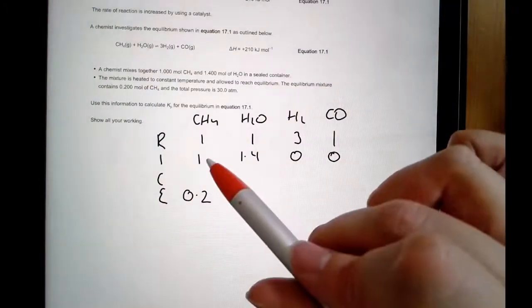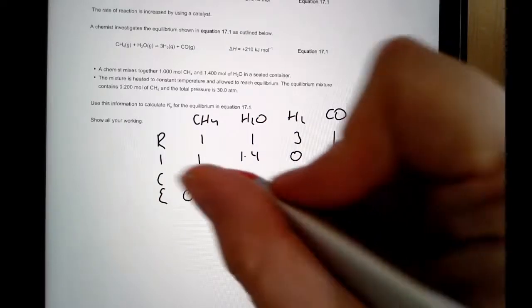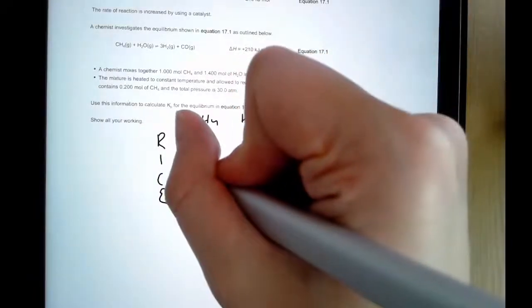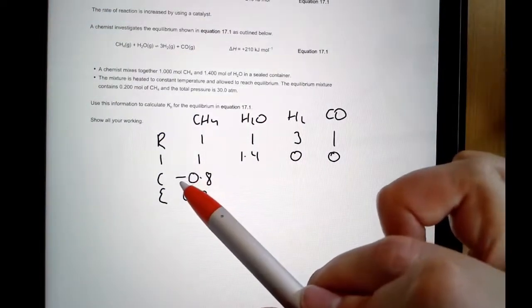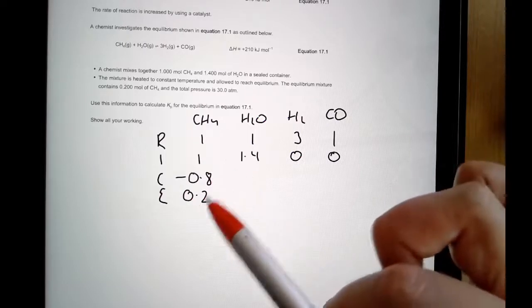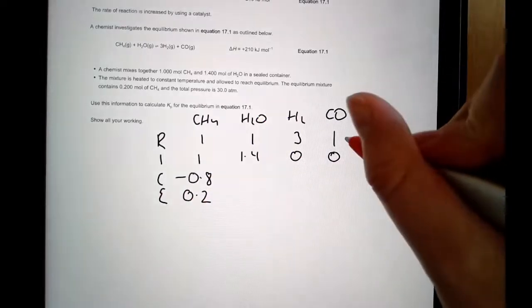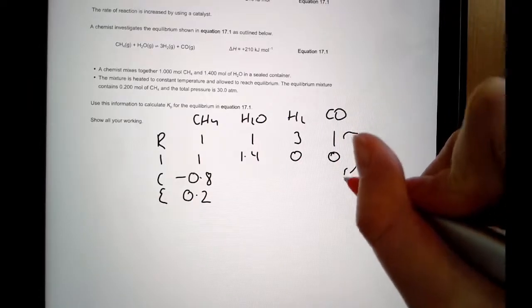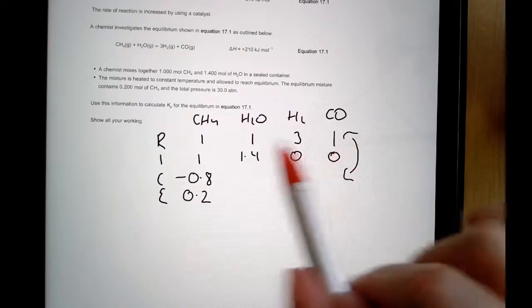So I've started with 1. I've only got 0.2 moles left. That means that my change is going to be minus 0.8. Again, it's always going to be minus for your reactant because it's being used up. If I'm starting with 1, and I'm ending with 0.2, the change must be 0.8. And once I have even one value written in there for change, I can fill in all of the rest of the values just using this ratio.